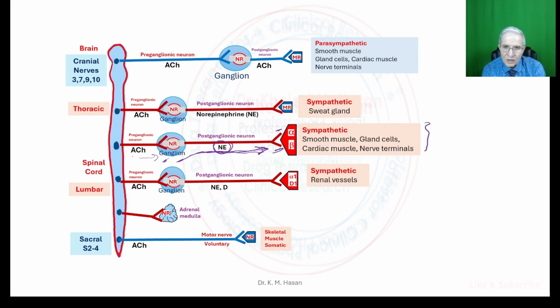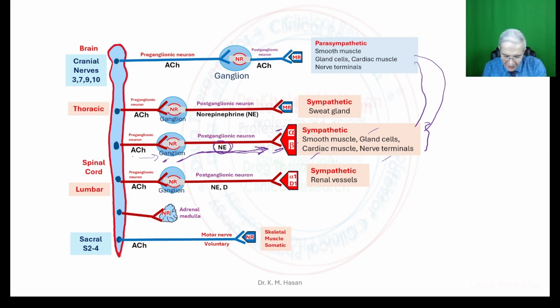So here again we need to remember we have two types of receptor that will be stimulated by the norepinephrine of the sympathetic system: alpha adrenergic and beta adrenergic receptor. These receptors are available in the smooth muscles, gland cells, cardiac muscle, and nerve terminals, very similar to what we have there, so they could be available in the same organs. In the smooth muscle and glands we have acetylcholine and norepinephrine. In the heart we have norepinephrine and acetylcholine.